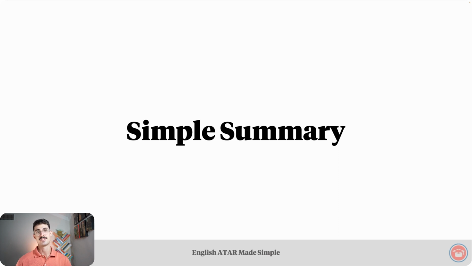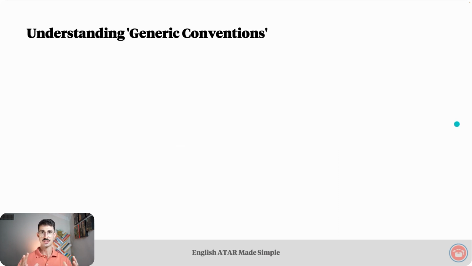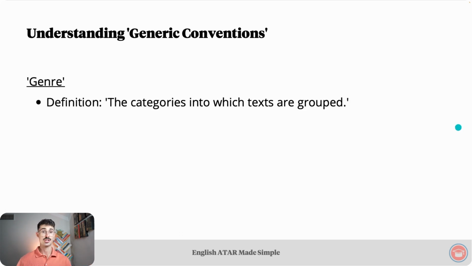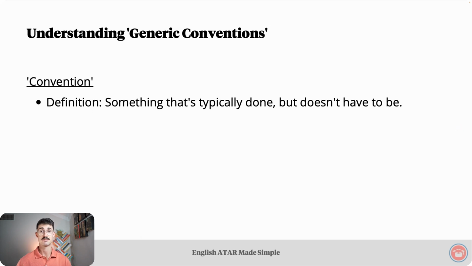That is all the main content of the lesson. Let's go through a simple summary of it. First main part of the lesson, we looked at understanding this term generic conventions. Firstly, we focused on genre and we revised our definition of genre from the previous lesson, which is the categories into which texts are grouped. Then we revised our definition of convention, and that is something that's typically done but doesn't have to be.